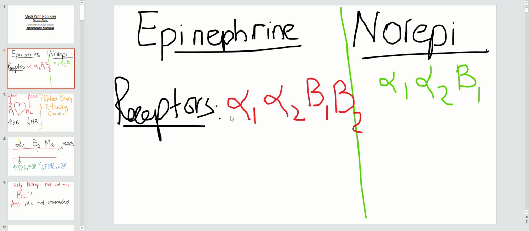So epinephrine stimulates the alpha 1 receptor, alpha 2 receptor, beta 1 and beta 2. So all four adrenergic receptors are activated by epinephrine. But norepinephrine activates the alpha 1, alpha 2 and beta 1. Now you can see the beta 2 is missing. So norepinephrine is not stimulating the beta 2 receptor.